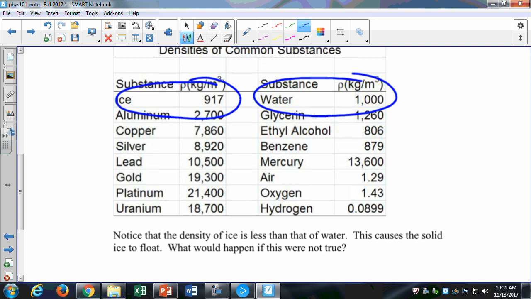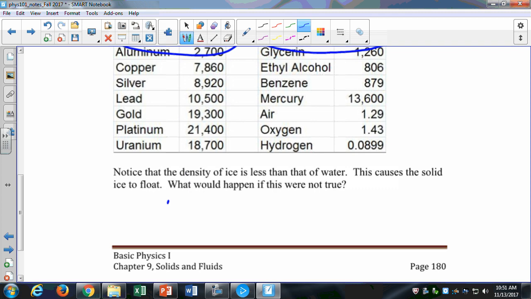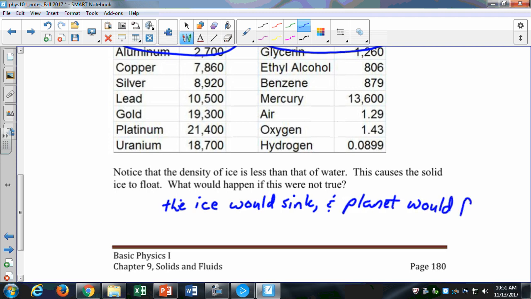The water on the top would freeze, and it would sink. And the planet would be covered in ice. But it's not, because the density of ice is less than water. Not many substances do that, but water is one. So if it were not true, the ice would sink, and we'd all be dead. We wouldn't be here. And the planet would freeze. It would be a very different world if the density of ice was more than that of water. A very, very different world.